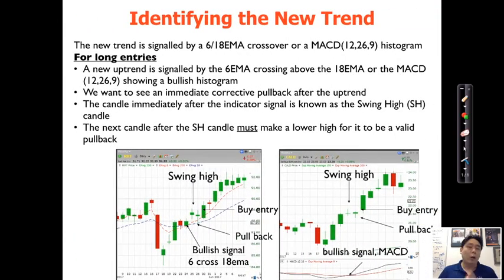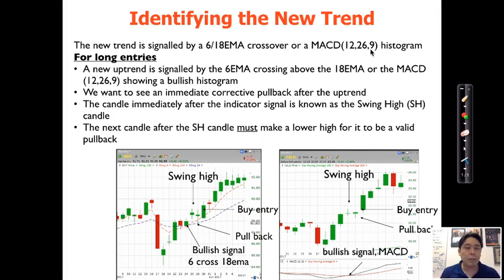All right, so how do we identify the beginning of a new short-term uptrend, a new impulsive wave? There are two signals we can use. The first would be a moving average crossover signal. We will use the 6 and 18 exponential moving average to signal the start of a new uptrend. Since we are capturing a very short-term trend, we use very short-term moving averages, the 6 and the 18. Or we could also use the MACD to signal the start of a new uptrend, and we're going to use the MACD with settings 12, 26, and 9.